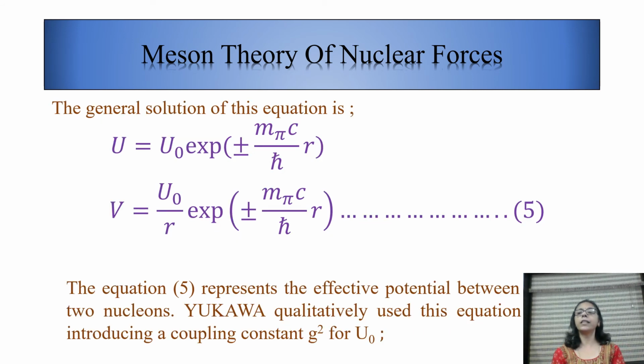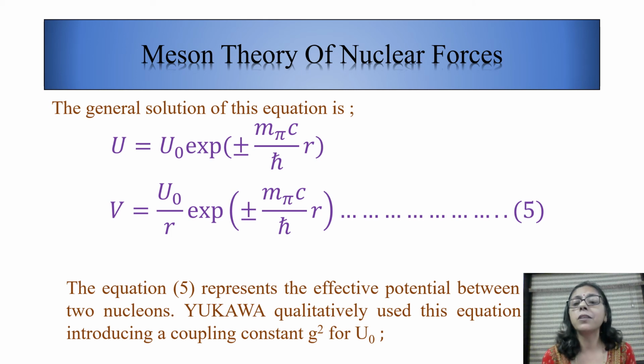The general solution of this equation. Yes, I know you remember the general solutions that we have studied in differential calculus. It can be given as u is equal to u naught exponential plus minus m pi c upon h cross r. And since you had already taken u is equal to v into r, you can write the same equation in terms of v, which will be u naught upon r exponential plus minus m pi c upon h cross into r, and name this equation as equation 5.